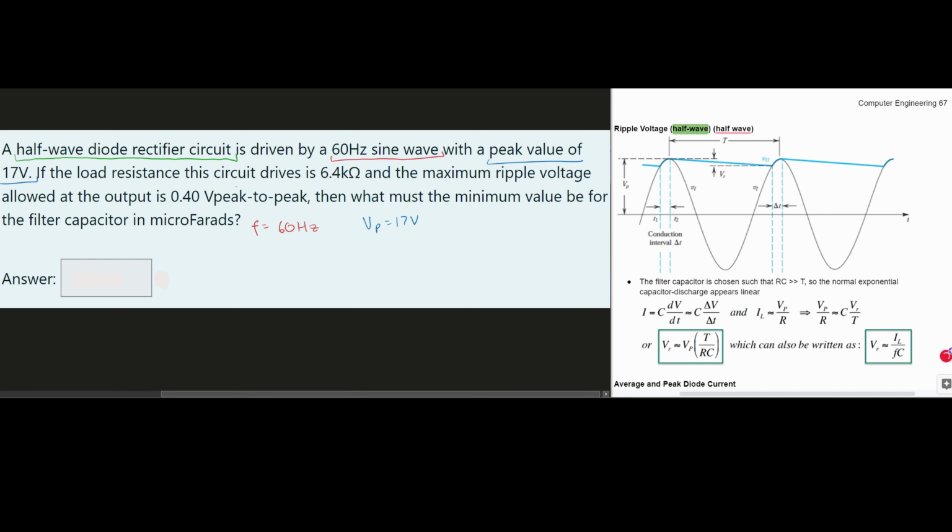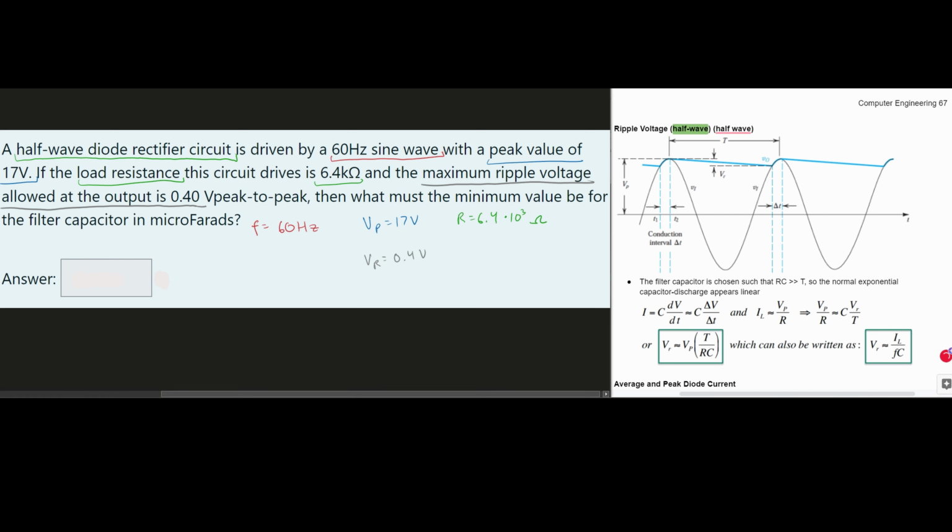If the load resistance of the circuit is 6.4 kilo ohms, so we have 6.4 here, and this is for our load resistance, our R is going to be equal to 6.4 times 10 cubed, and this is in ohms. We have a maximum ripple voltage allowed at the output of 0.4 volts peak to peak. So our VR is going to be 0.4 volts.